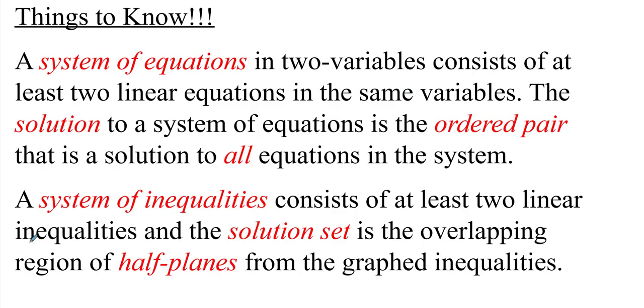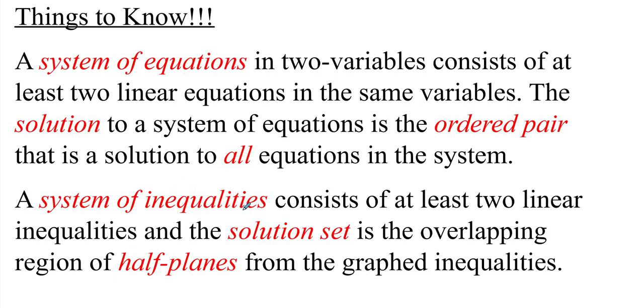Our things to know. We got a system of equations in two variables that consist of at least two or more linear equations. We got to have at least two of them. The solution is the ordered pair that will fit all of those equations in that system. If it does not work for all the equations, then it is not a solution. That ordered pair must work, meaning we plug in that x, we plug in that y, and we get true statements all across the board.